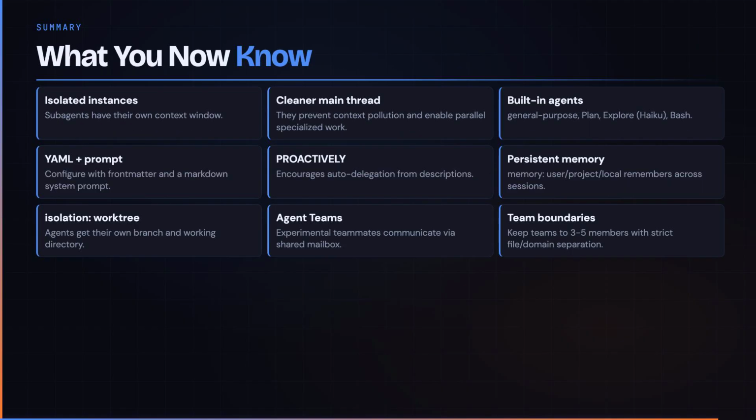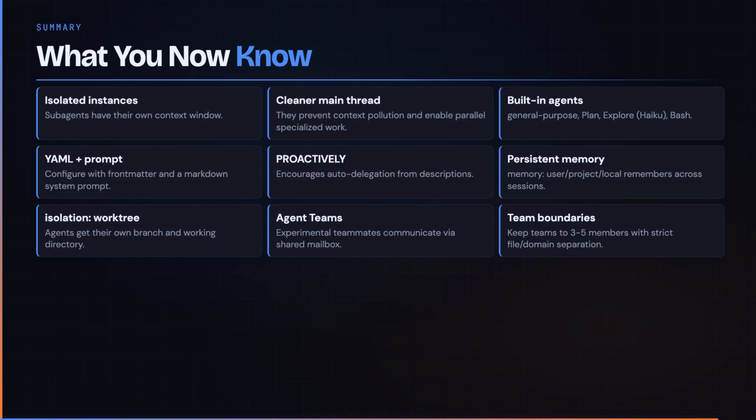Here is the takeaway. Subagents are isolated Claude instances with their own context window. They prevent context pollution and enable parallel, specialized work. The built-in agents are general purpose, plan, explore with Haiku, and bash. Custom agents use YAML front matter plus a markdown system prompt. Proactively encourages auto-delegation. Persistent memory can be user, project, or local.